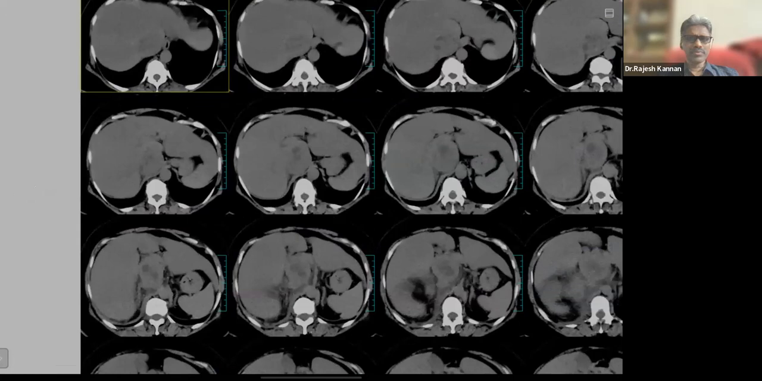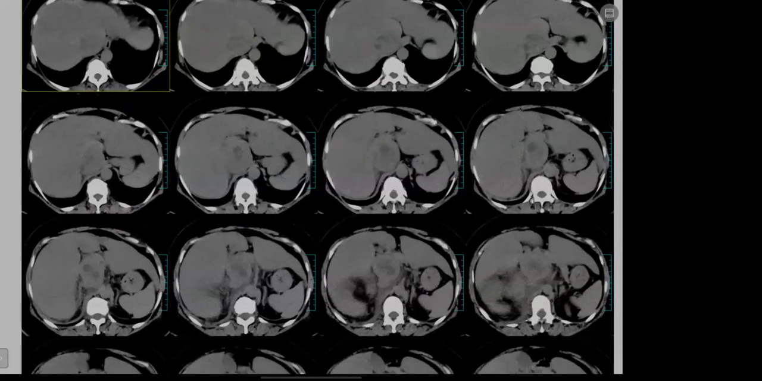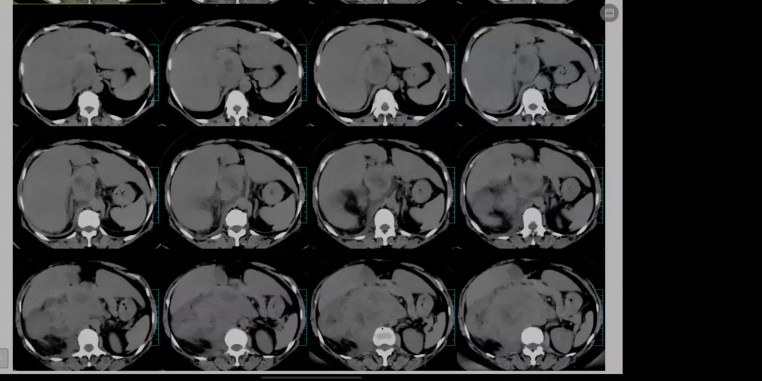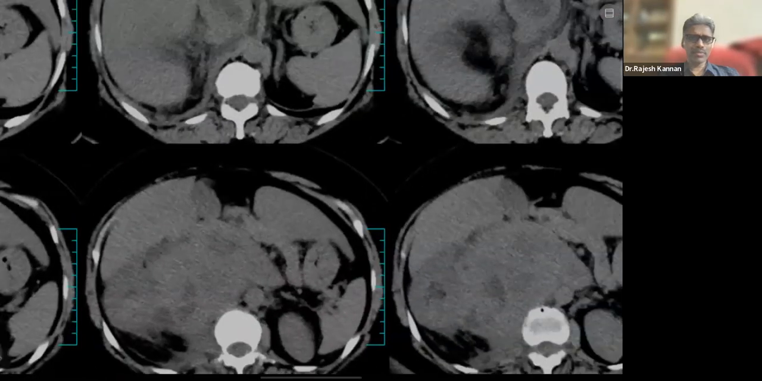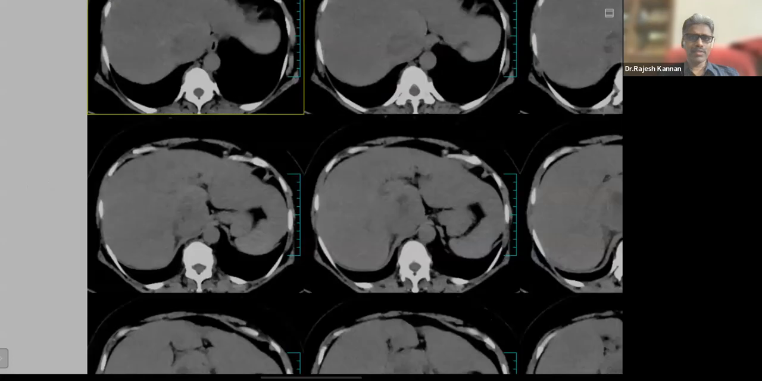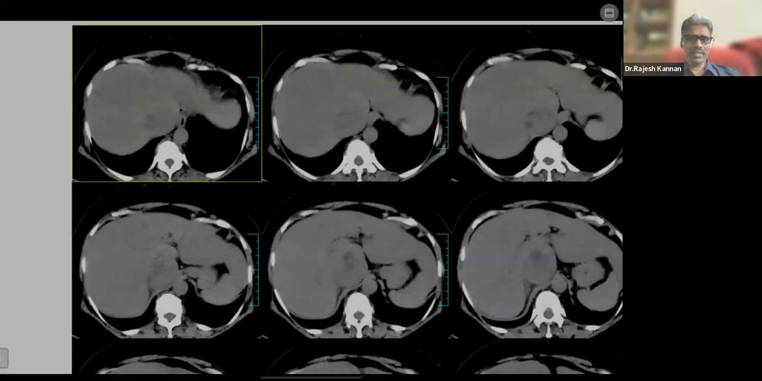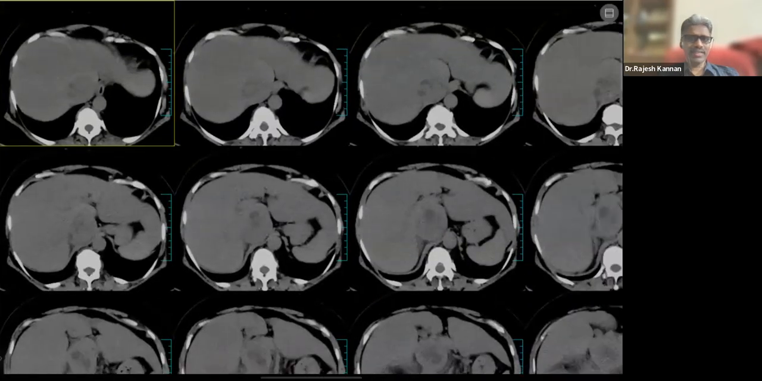this is a plain CT taken here. No, so from above, not that much. Don't make it that big. Yeah, so the upper two rows. Yeah, okay. Yeah, fine.